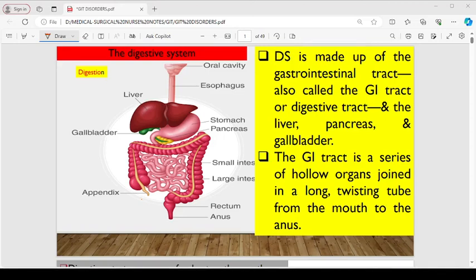Hello and welcome to our assignment today. Today we're looking at the digestive system.